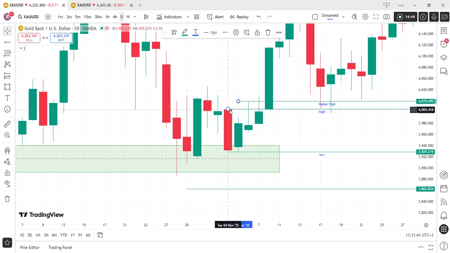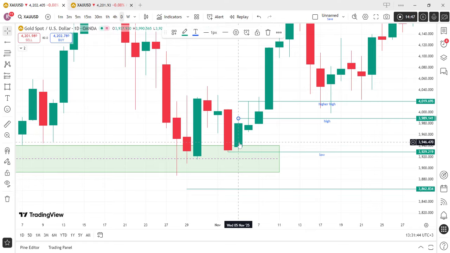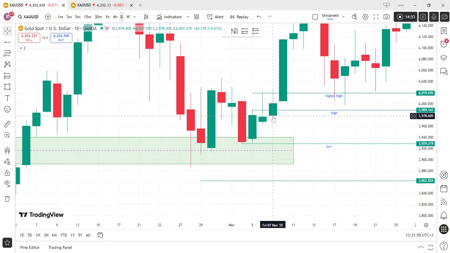Thursday gave us a higher high, and this is the day high of Wednesday. So once we have a higher high, we're looking forward for buys. As you can see, price opened here. And as we opened here on Friday, we went higher and higher and higher.